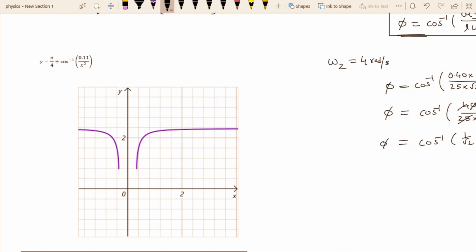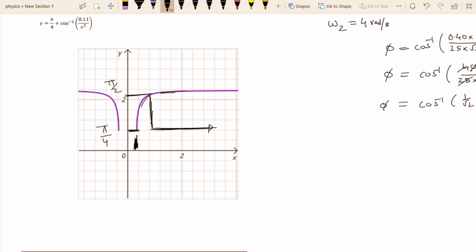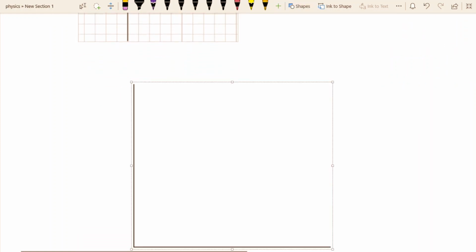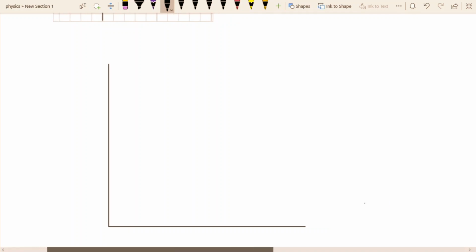First of all, at the initial stage the angle between the disks is pi by 4, but gradually it increases and becomes pi by 2, and suddenly it drops to 0. It becomes like this. So here we have to observe the graph also. Now I will plot the exact graph for the situation. Here you can see, according to the given data, the graph will be like this.